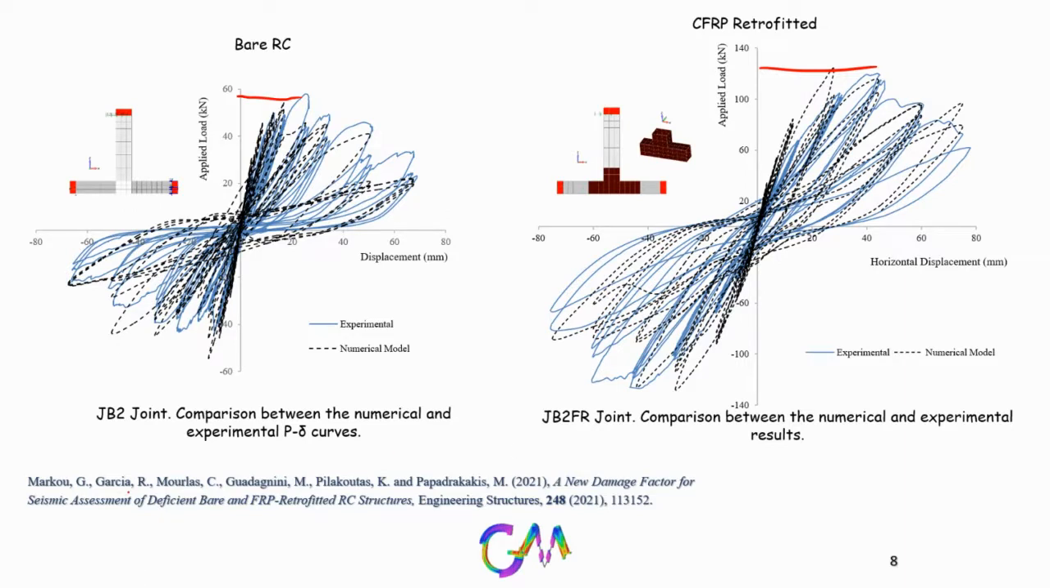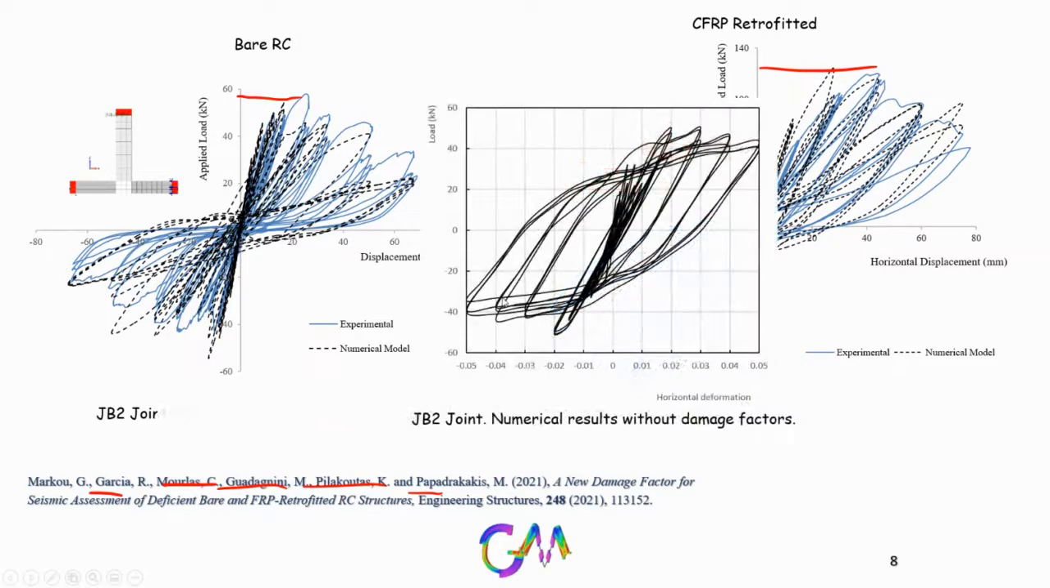And of course, this work was done in collaboration with Guadagnini, Professor Pilagudas at the University of Sheffield, and Professor Papadragagis at the National Technical University of Athens. Garcia Reyes was the senior researcher back then at the University of Sheffield. Now he's at Warwick, an assistant professor, and Murlas, my former PhD student, who is now a postdoc. He was in Lyon in France, a postdoc, and now he started the second postdoc as well.